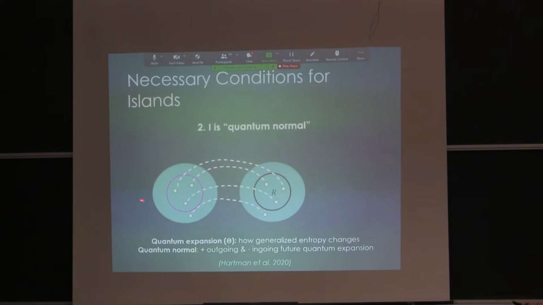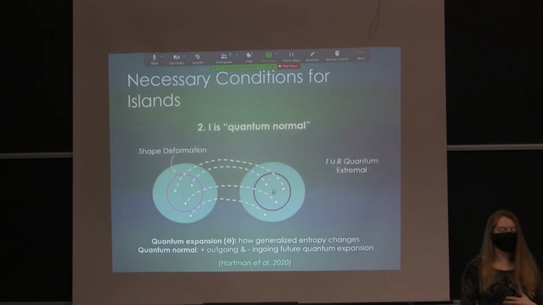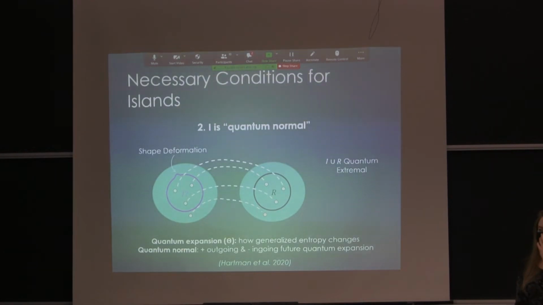The second condition is a consequence of the fact that the island together with the reference region are supposed to be quantum extremal. And that was part of the definition in the quantum extremal surface prescription. And if you rephrase this quantum extremality condition in terms of the mutual information between I and R, you can show, which the Hartman et al. paper did, that this condition translates into a requirement on how S_gen, the generalized entropy, changes under shape deformations of I.